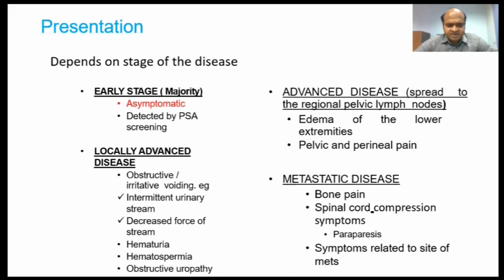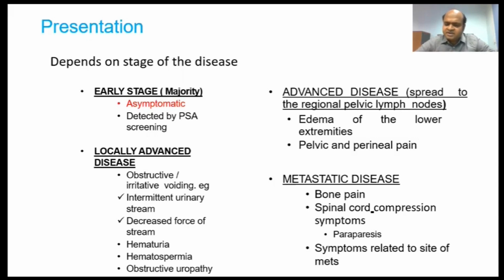In locally advanced disease, a patient may present with obstructive or irritative voiding symptoms like intermittent urinary stream, decreased force of the urinary stream, hematuria, hematospermia, that is blood in the semen, and obstructive uropathy, that means obstruction in urinary flow, which may lead to acute or chronic renal insufficiency. In more advanced disease, when the lymph nodes are involved, the patient may present with edema in the lower extremity.